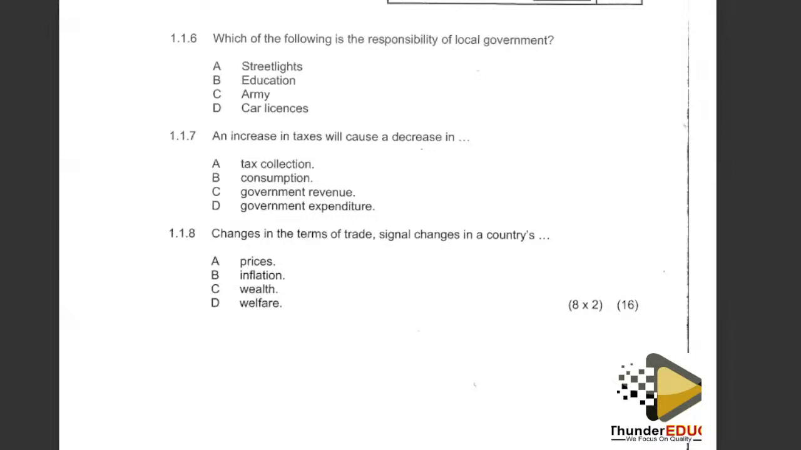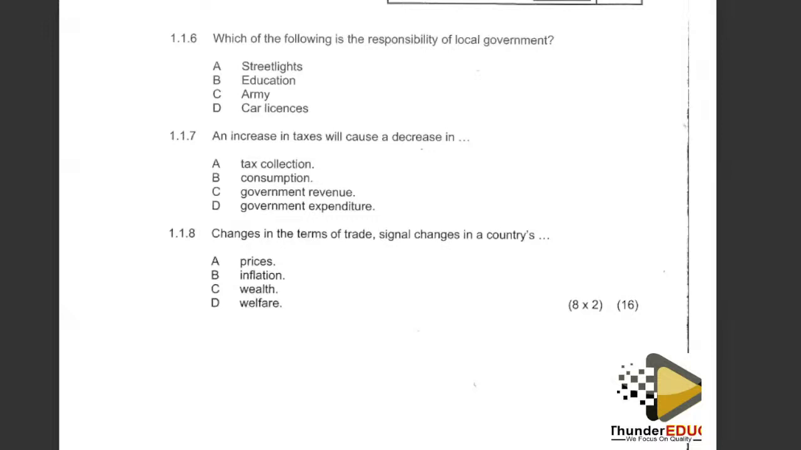So now, let's check a different classification of the government. We have national government. National government is where we refer to those guys in the parliament. And also, we have the provincial government. Provincial government is where we can refer to MECs. And lastly, we have the local government. This one of local government takes into account the municipalities.